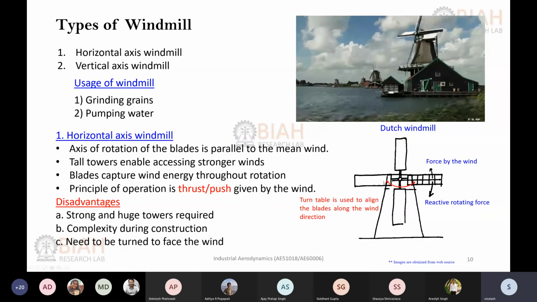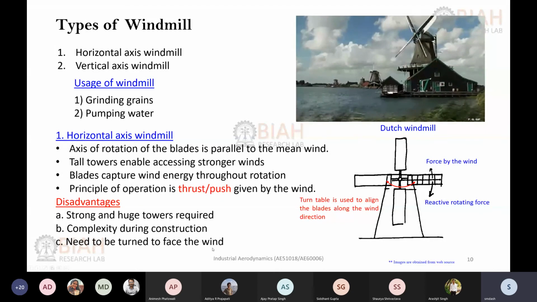One of the requirements of this windmill is you need to face the wind. Incoming wind direction, you need to face the wind. Like you can see that there are 2 windmills here. So they are facing the wind direction. You need to have an additional turntable kind of attachment which you need to rotate and face the wind suitably. So that is one of the disadvantages, you can say.